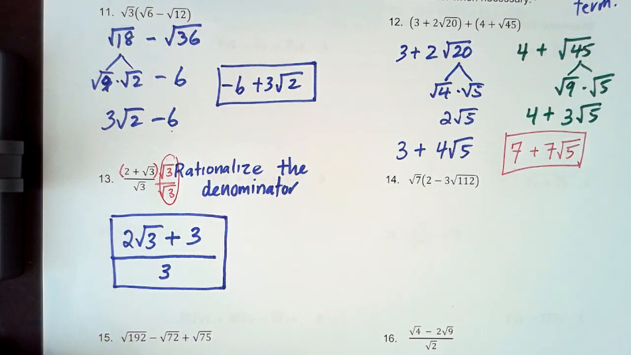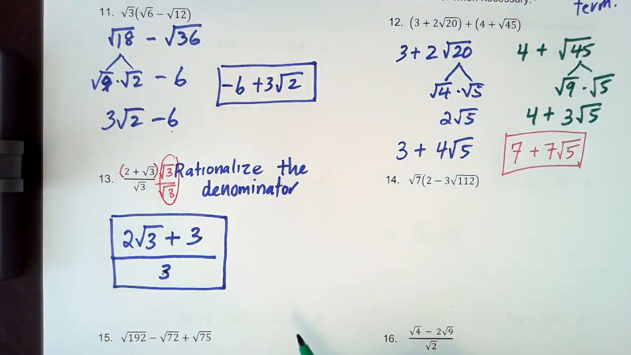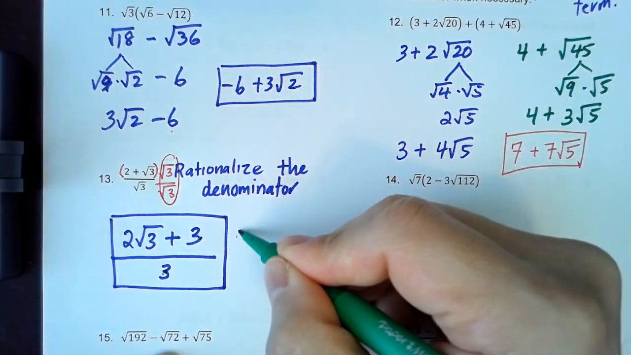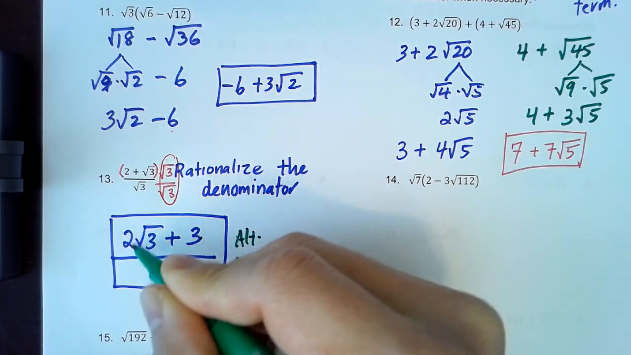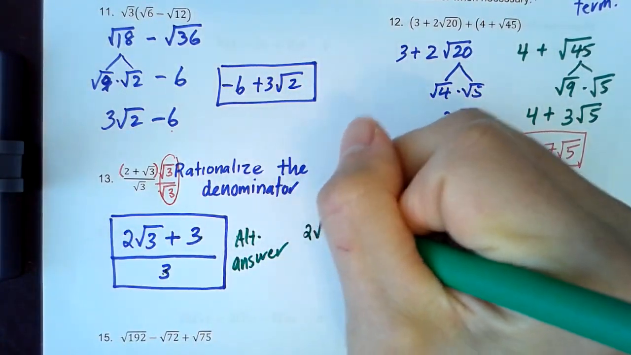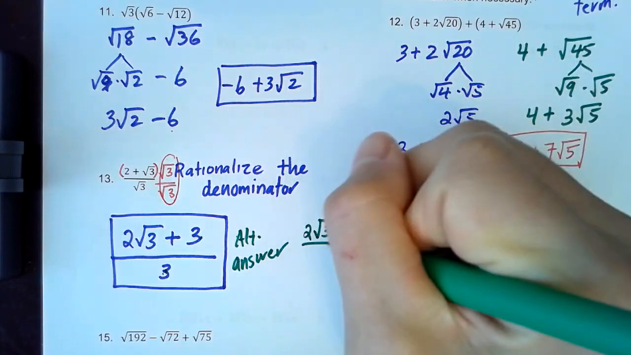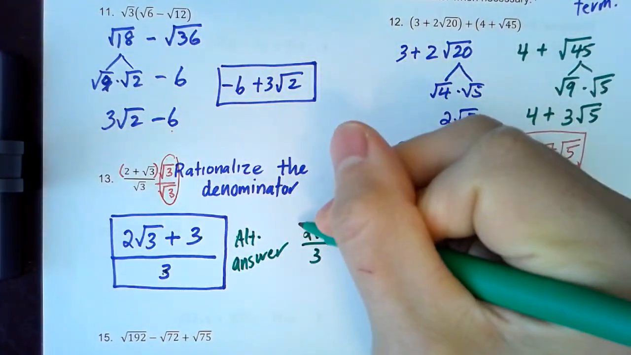Okay, now when I look at this answer, I realize that some people might say, well, Mr. Kuo, can I simplify these two? Yeah, you can. An alternate answer, I'll just write it right now, is if you just divided both of these terms on the top by 3. So an alternate answer is 2 radical 3 divided by 3 plus 1.